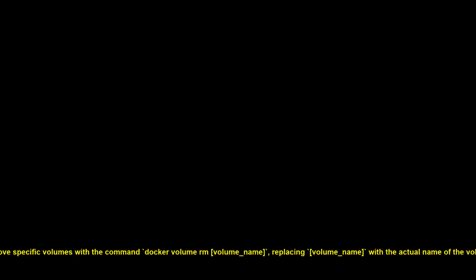Once the services are stopped, delete any Docker volumes associated with the services. You can list the volumes using docker volume ls to see if any need manual deletion. Remove specific volumes with the command docker volume rm volume_name, replacing volume_name with the actual name of the volume.